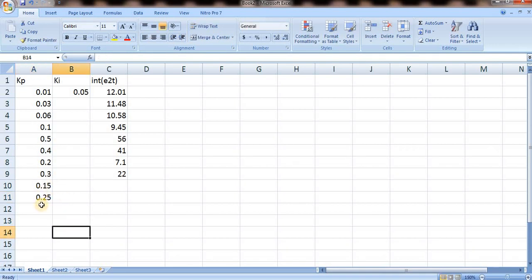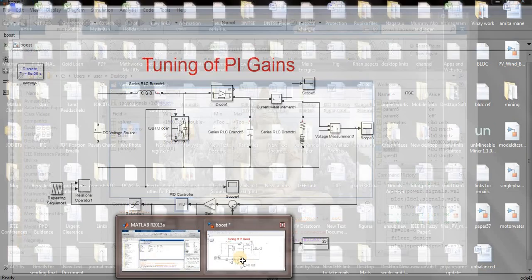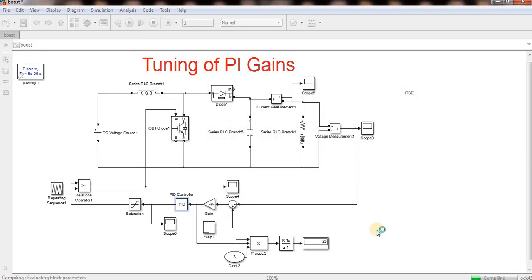I will check both of these values, because with 0.1 I am getting 9 and with 0.2 I am getting 7.1. So maybe the best value is in between 0.1 and 0.2, or maybe 0.2 to 0.3. We don't know exactly which one will be better. So maybe 0.15, and 0.25 also I will check, so I can find out which range it is in.